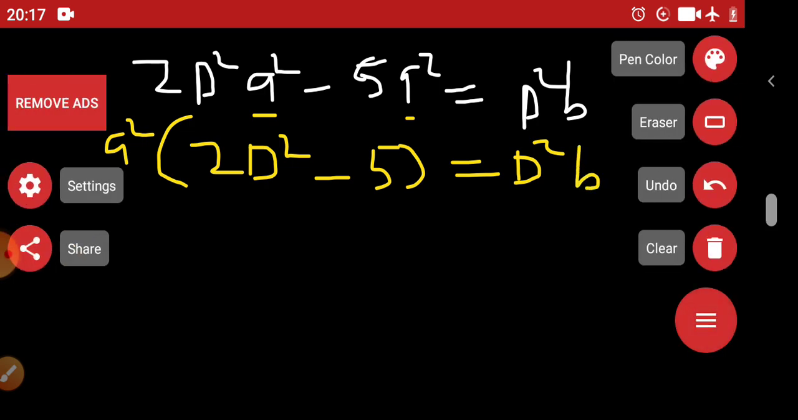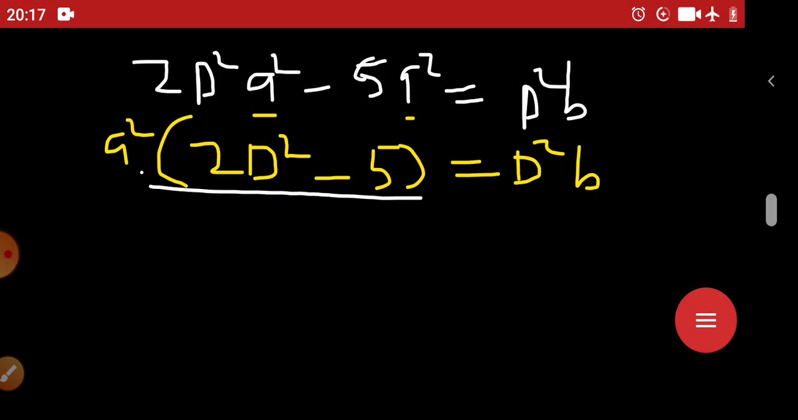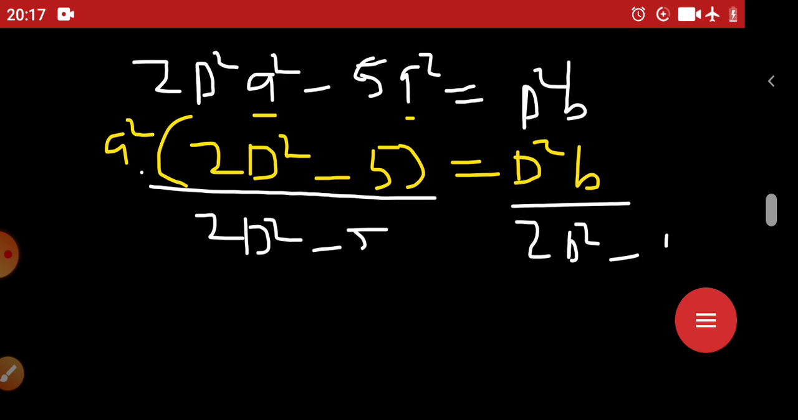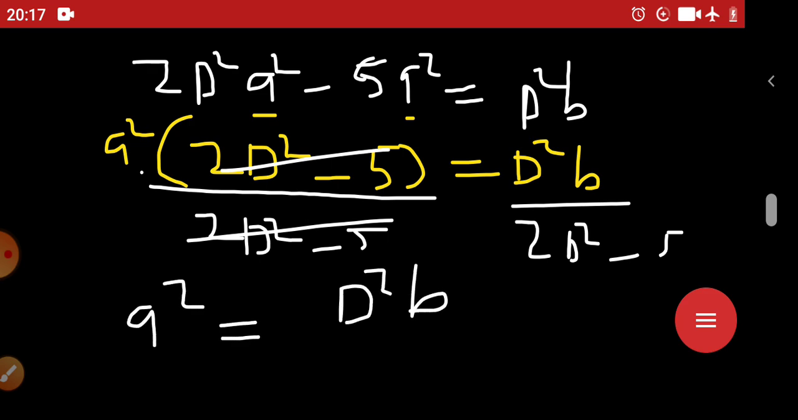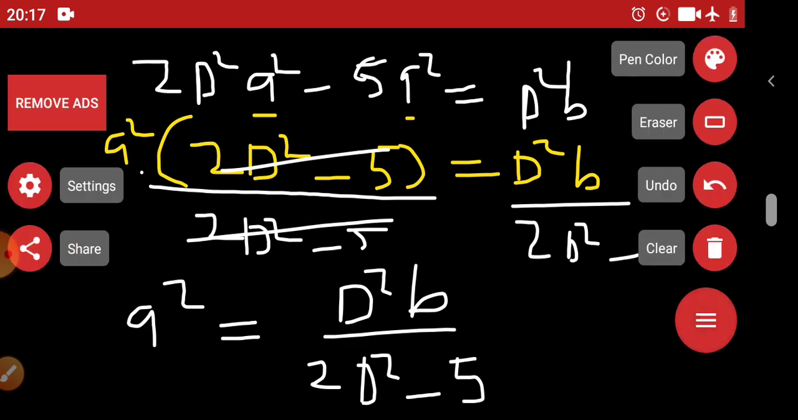So now we need to divide, because we want a. So we divide by 2d squared minus 5 both sides. So this will cancel this, and we'll be left with a squared is equal to d squared b over 2d squared minus 5. So we need to do the last step.